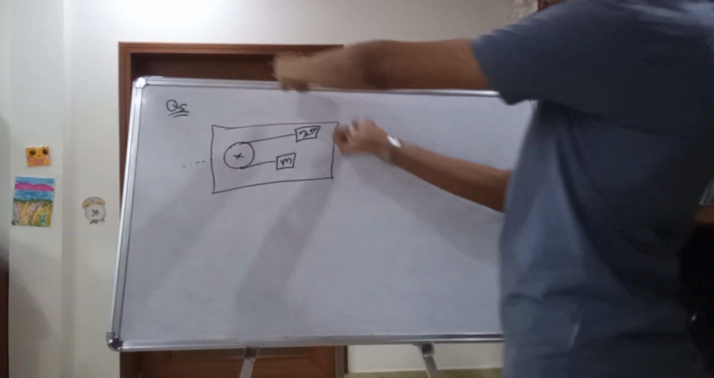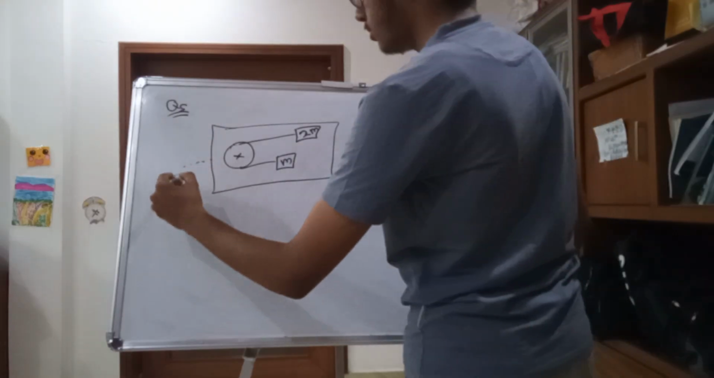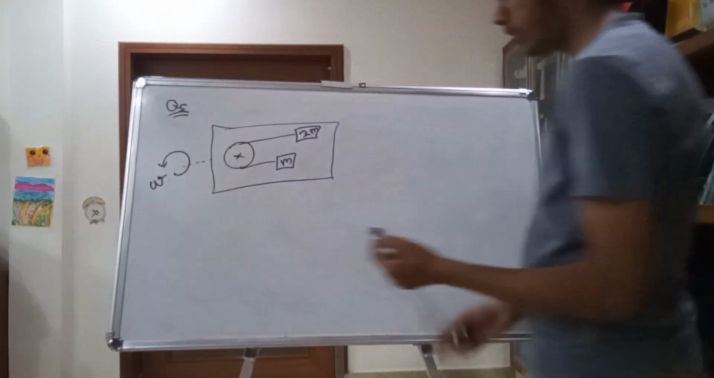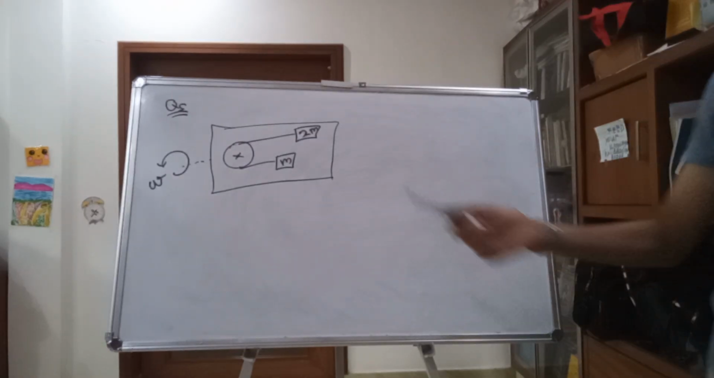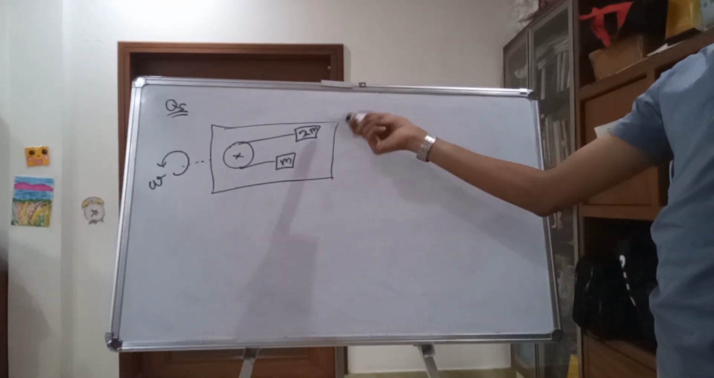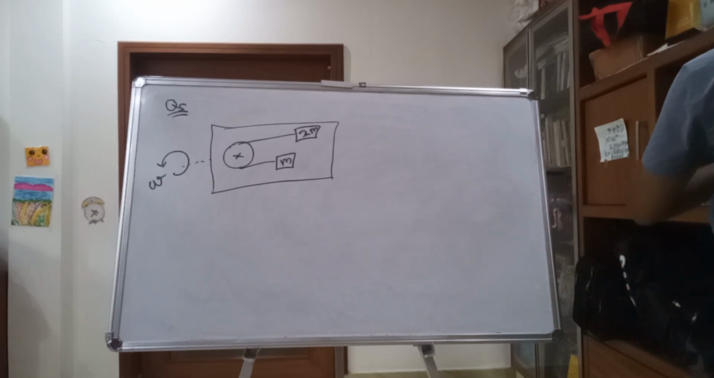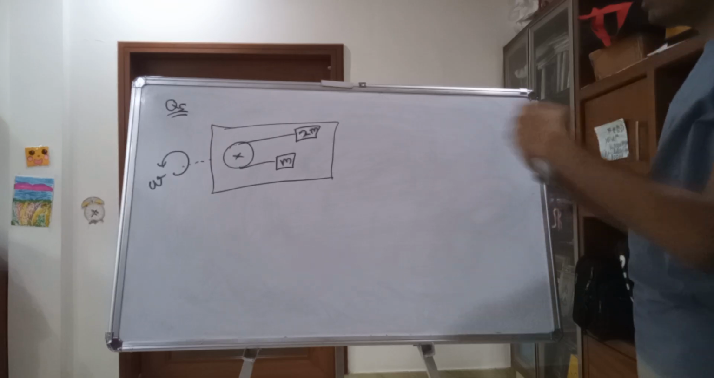Now they are telling this entire horizontal table they are going to rotate. So they are going to rotate this entire horizontal table with a constant omega angular velocity. Now they are asking what is the acceleration of these blocks, the acceleration of masses as seen from the cabin. The cabin means we are going to see it.